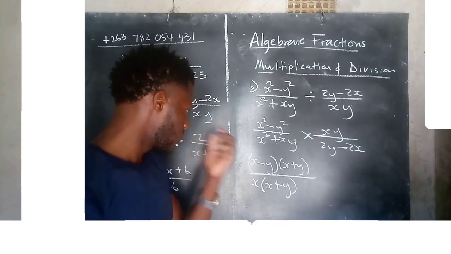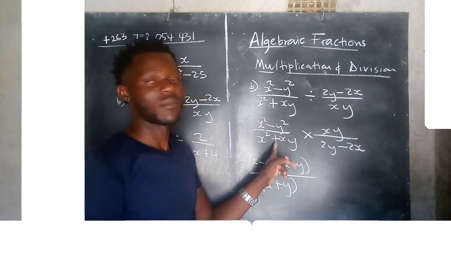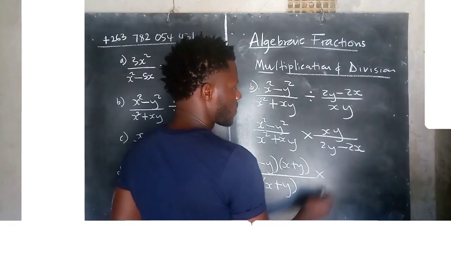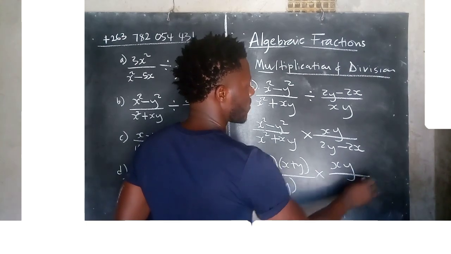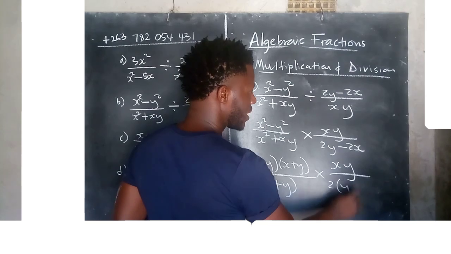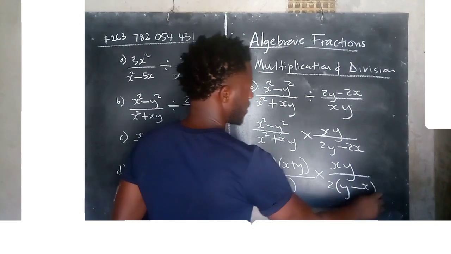It's very clear, this is not a difference of two squares. They are not even subtracting, and some of the terms are not perfect squares. Multiplied by xy over, in this situation, 2 is a common factor. So 2 into 2y we get y, 2 into 2x we get x.